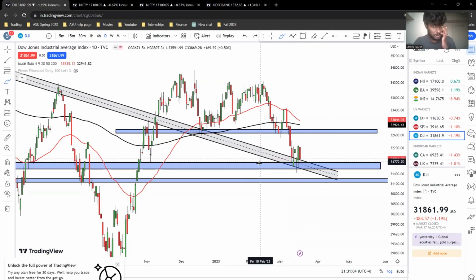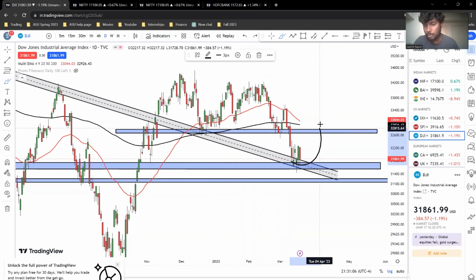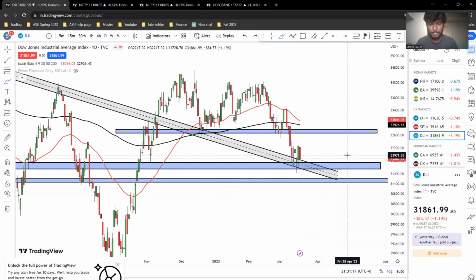There's just two possibilities, and I'm not really looking forward to a bullish market unless this level breaks, and the 200 moving average breaks. I won't be looking for bullish trades. Okay, that's for Dow Jones. Let's go to Nifty.